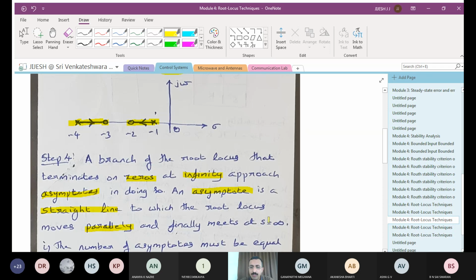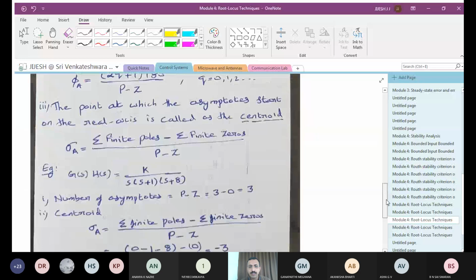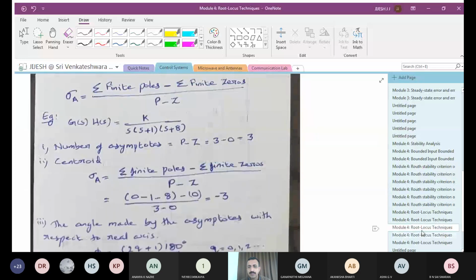This is very important for you to understand. You are going to find out the angle at which the asymptotes are available, and you are going to draw the asymptotes as straight lines. After drawing that, you will be drawing the root locus. When you draw the root locus, you should make sure that it goes parallel to the asymptote. I will just show you a figure for that, which will make it clear.